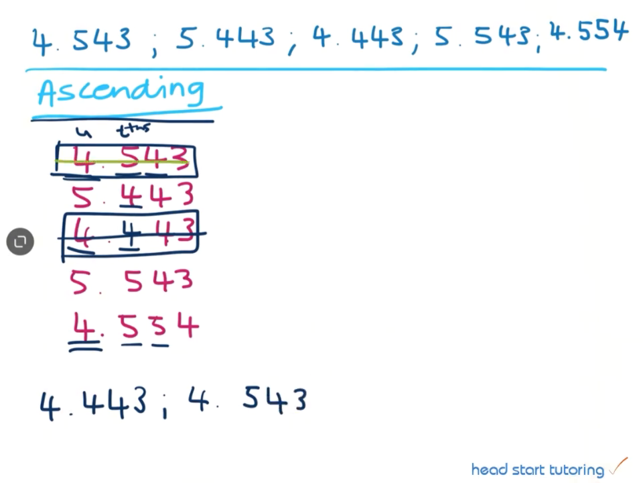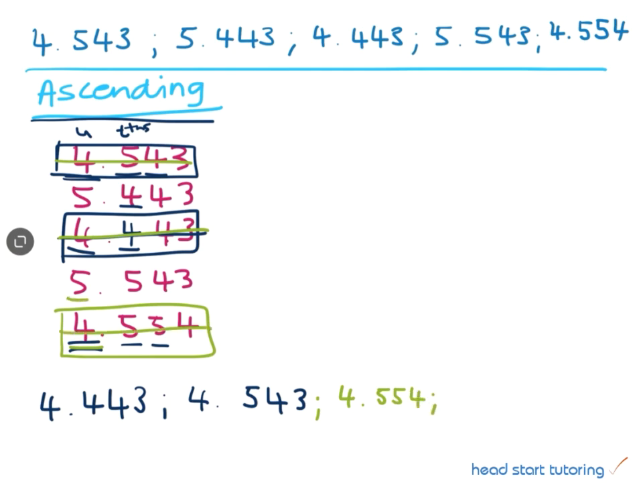Right, and now what we can do is just cross those two numbers out, which we already did for that first one, just to indicate that we've already dealt with those. So now obviously this number is going to be the next because that's the next number that has a 4 in the units column. So we've got 4.554. Right, so we've dealt with that one.